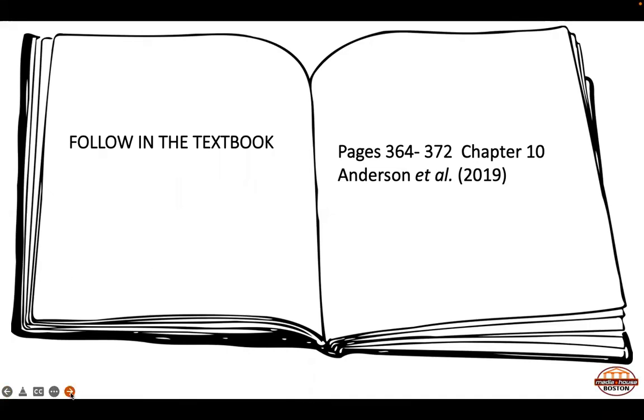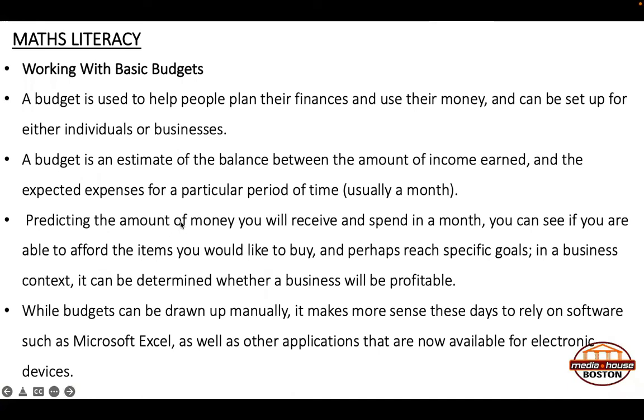Great stuff. So a budget is used to help people plan their finances and use their money, and can be set up for either individuals or businesses. A budget is an estimate of the balance between the amount of income earned and the expected expenses for a particular period, i.e. a month. So by predicting the amount of money you will receive and spend in a month, you can see if you are able to afford the items you would like to buy and perhaps reach specific goals. In a business context, it can be determined whether a business will be profitable.